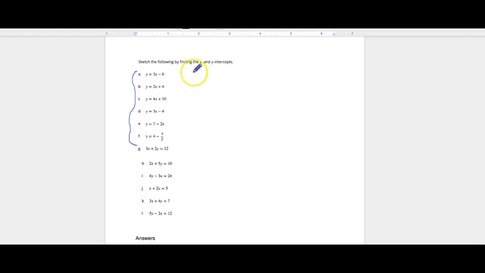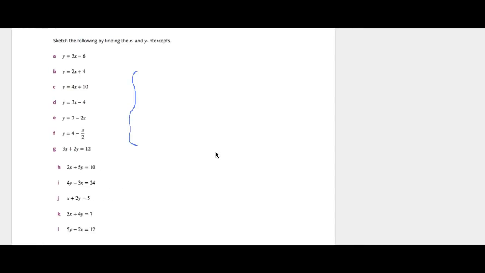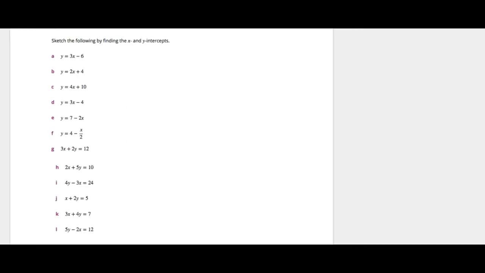So A is y equals 3x minus 6, and let's just see quickly if I can move that, make that bigger. Come on. There we go, move it over there, might be easier. We can clear this because it's just hanging. Okay, so 3x minus 6.